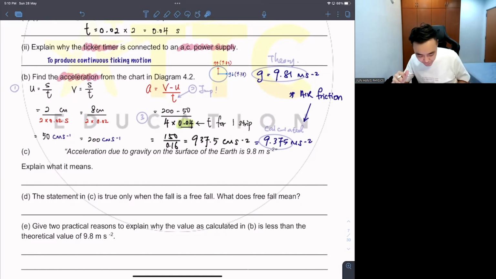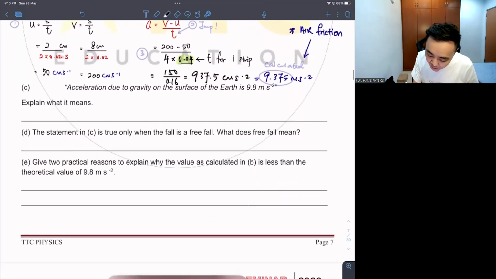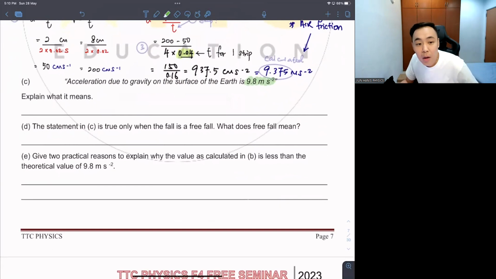Okay? Now, question C. Accelerations due to gravity. The one we say 9.8. They never say 8.1, but same thing, round off a bit. Explain what it means. What does it mean by this? This one is actually a very easy one. There's no need to focus too much on the gravity part. You focus more on this. When we say acceleration due to gravity is 9.8, it means what?